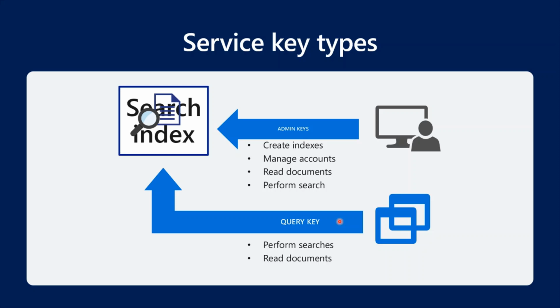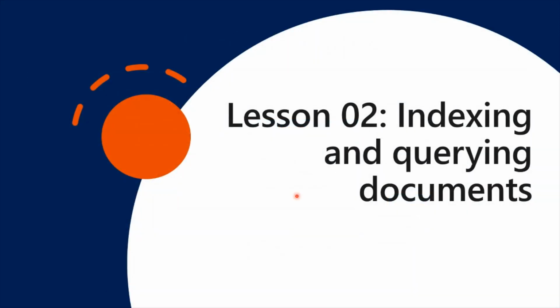Search service key types. Once you have them, your search service has admin keys and query keys. So you have two types of keys: admin keys and query keys. Query keys are only for performing searches and reading documents, but admin keys are to create indexes, manage accounts, read documents, and perform searches. So now let's do the real stuff, indexing and querying documents.